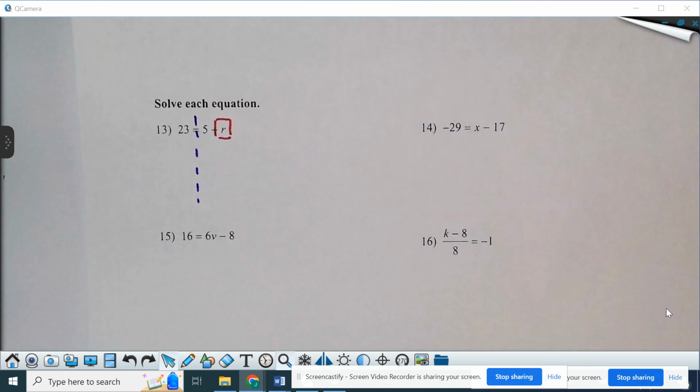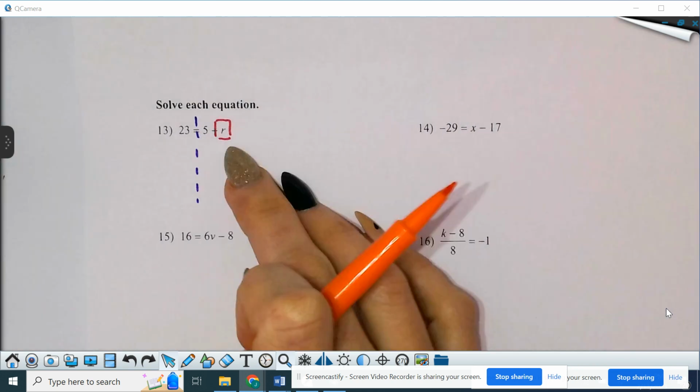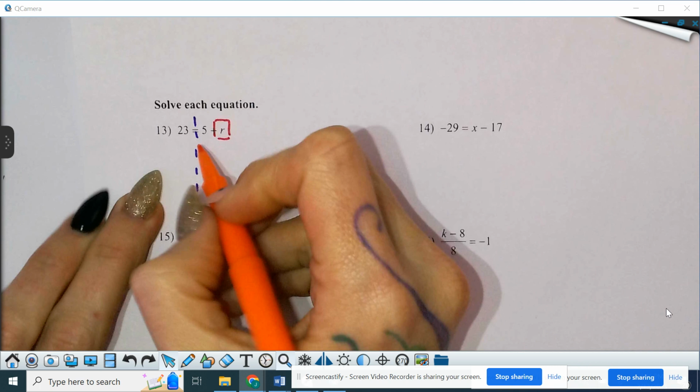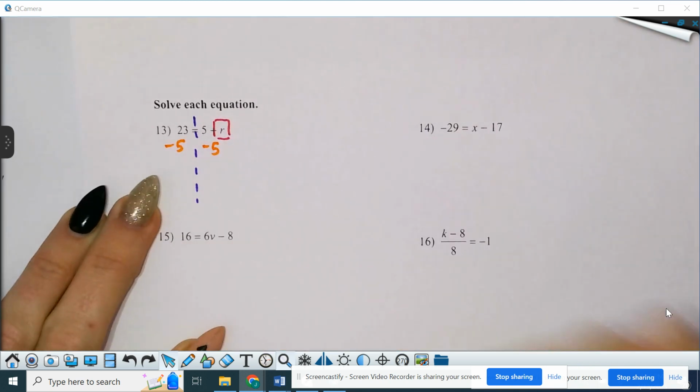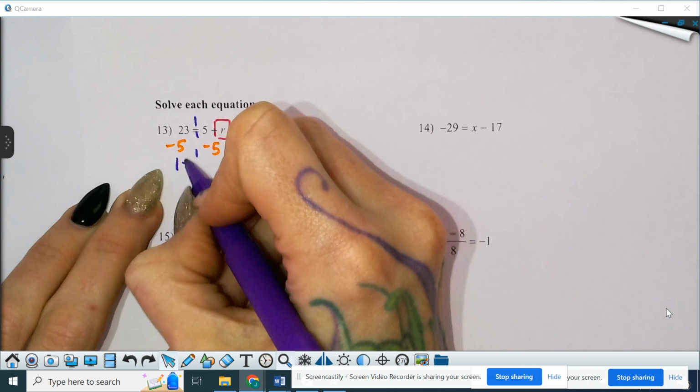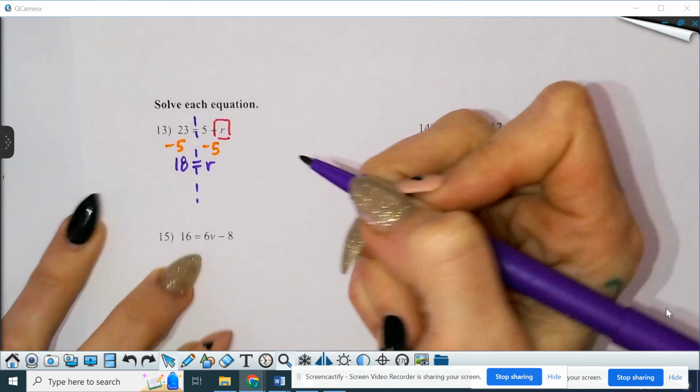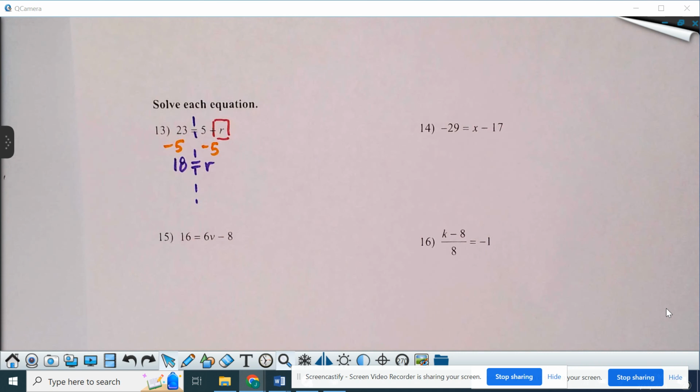Yep, subtraction. And remember, inverse just means opposite. Inverse means undo. We're undoing something. So because this is r plus 5, to undo it, we're going to subtract 5 from both sides. And that's going to give me 18 equals r. And you're done. Walk away proudly.